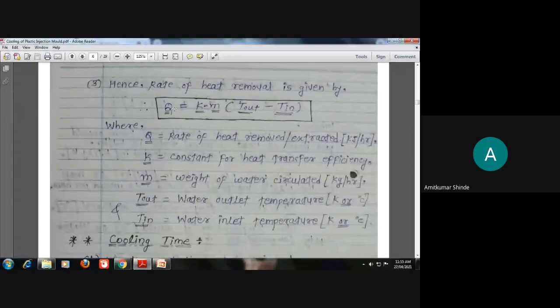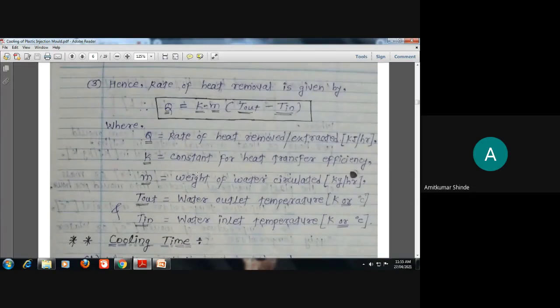Calculation of weight of the water is very important to get the desired cooling effect. And here also weight of water you can calculate. This m is the weight of water, and rate of heat removed you can calculate from the previous formula, it is m Cp (T1 minus T2) plus L. By that formula you can calculate this rate of heat removed or rate of heat extracted, or directly it may be given in the numerical, and that value you can use here and you can calculate the weight of water circulated.